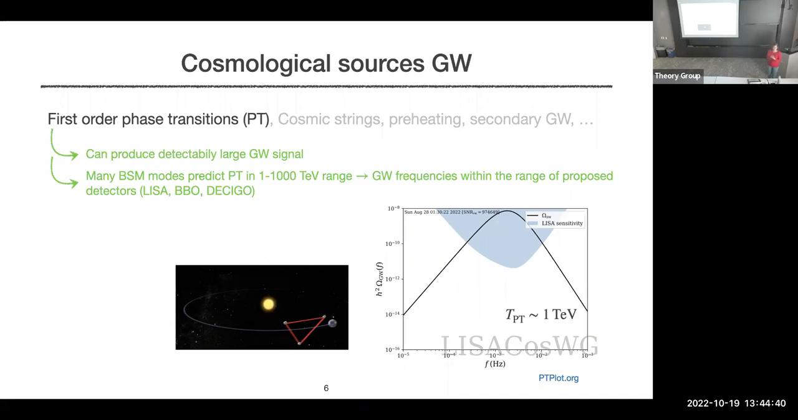That you should actually see some oscillation. Oh yeah, if there's a phase transition during inflation. Yeah, so this phase transition is happening after inflation. Oh, this is after inflation. Yeah, it's happening in that period. Okay.